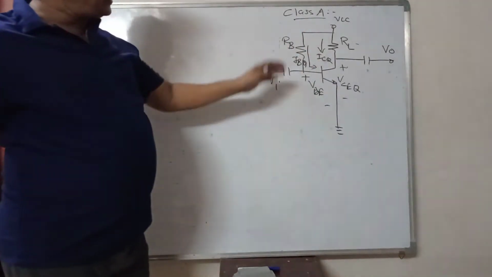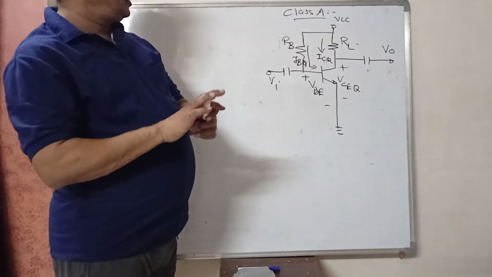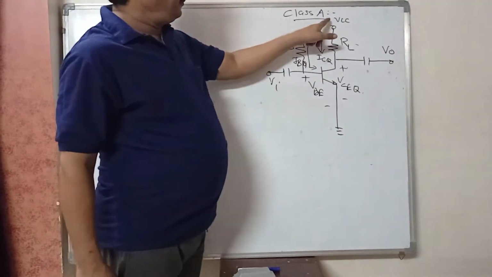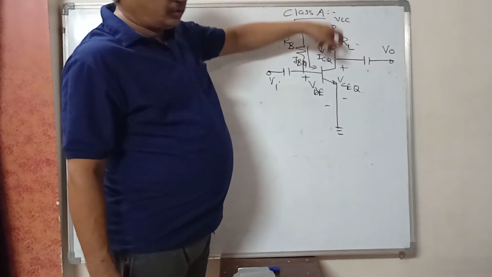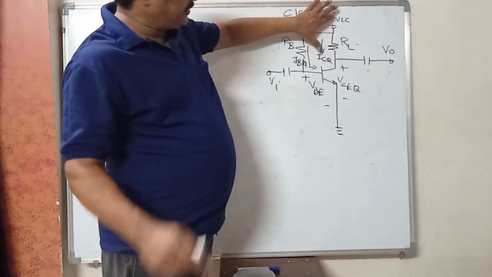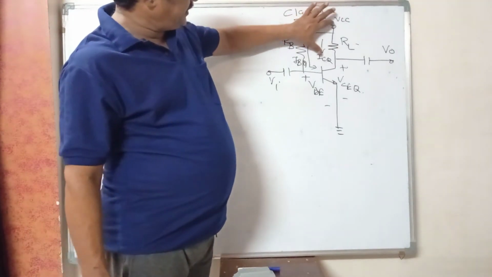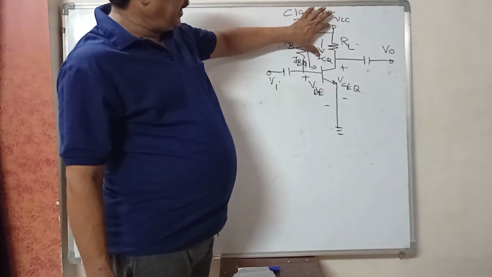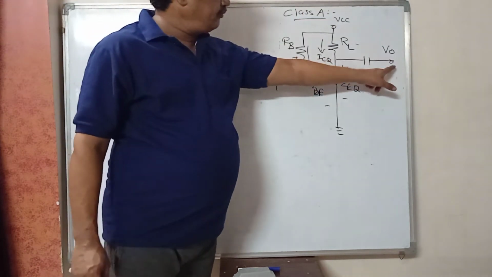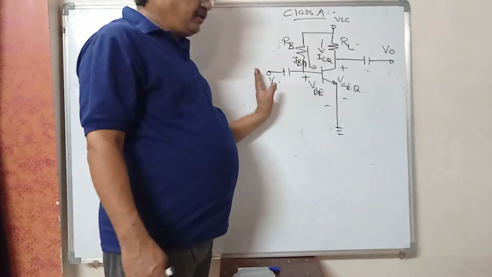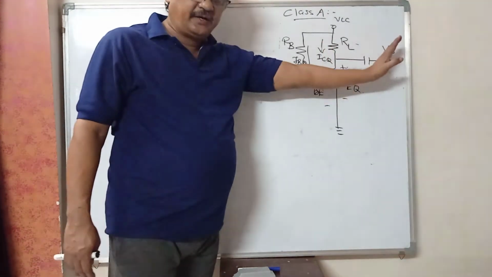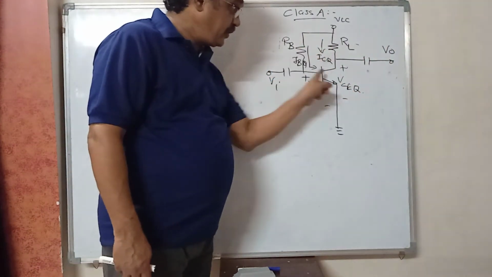Simplest form of class A power amplifier. Here the supply voltage is VCC, and the current flowing through that supply is ICQ. V into I is power, so this is the input power, VCC into ICQ, and the output power will be obtained here, that will be AC. This sine wave will pass through the transistor and convert this DC power into output AC power.